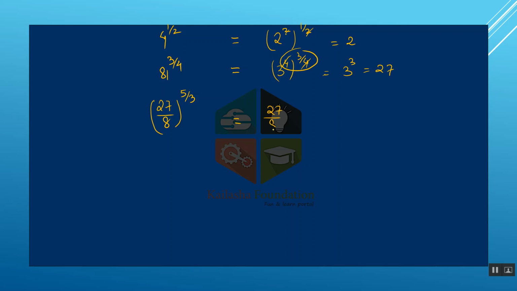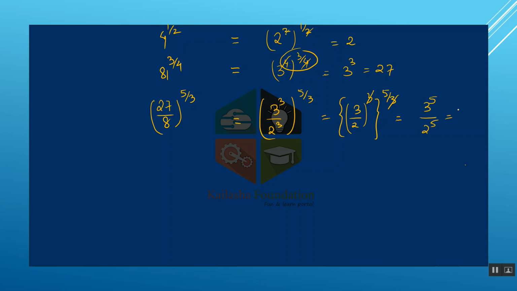27 by 8, this can be written as 3 cube upon 2 cube, raised to the power 5 by 3. Both have cube, so we can write 3 by 2 whole cube raised to the power 5 by 3. 3 and 3 will be cancelled out. Now we have 3 by 2 raised to the power 5. 3 power 5 by 2 power 5. This is 243 by 32. Okay.